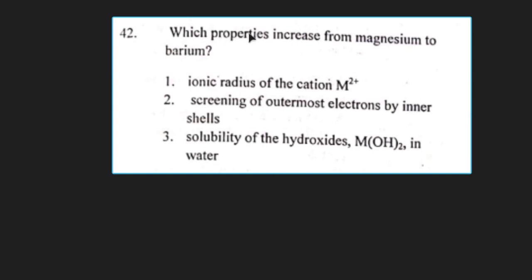Question 42. Which properties increase from magnesium to barium? 1. Ionic radius of the cation M2+. Of course, that's a true statement because of the increase in the number of shells down the group. 2. Screening of outermost electrons by inner shells. That is true. Screening effect increases down the group. 3. Solubility of the hydroxide. Of course, it's a true statement because in water there is an increase in hydration energy down the group, thereby increasing solubility. 1, 2, 3 are correct, making option A our best answer.